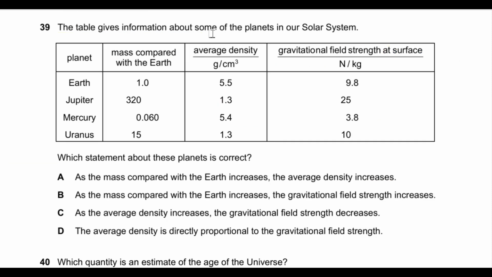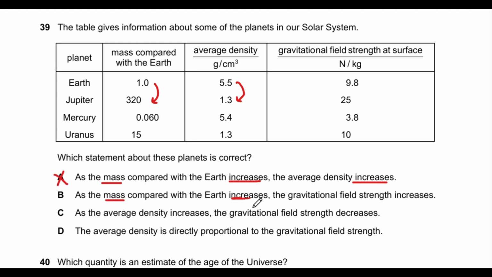Question number 39 gives us a table. In this, we have mass compared with Earth, average density, and gravitational field at surface of different planets. Which statement about these planets is correct? First is saying mass compared to Earth increases, the average density increases. If I see when mass compared to Earth is increasing, and if I compare the density as well, the density is decreasing. That means first option is not correct.